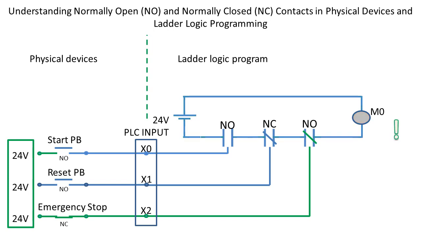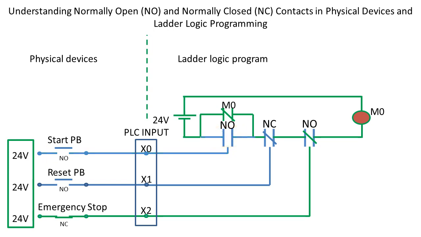If the M0 memory bit should remain high even after releasing the Start Push button, you need to insert a normally open contact of M0 in parallel with the contact related to the X0. This is referred to as latching. In this configuration, when M0 is initially high, the contact associated with it closes, allowing the 24-volt signal to pass through it, even if the contact related to X0 is open.